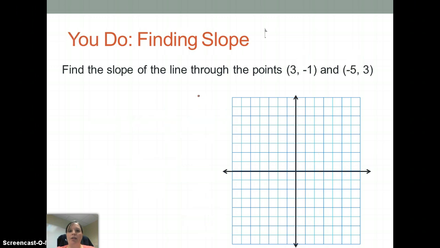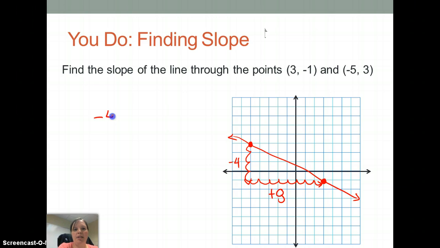So we're going to end with you trying this slope problem. Pause it, try it, and then review here. The points are 3, negative 1 and negative 5, 3. If I'm counting, there are my 2 points. I'm going down 1, 2, 3, 4, so that's minus 4. And then I'm going to the right 1, 2, 3, 4, 5, 6, 7, 8. So I went to the right, which makes this a positive 8.